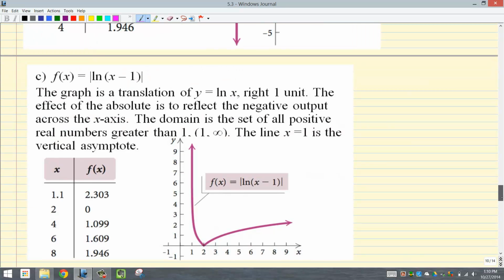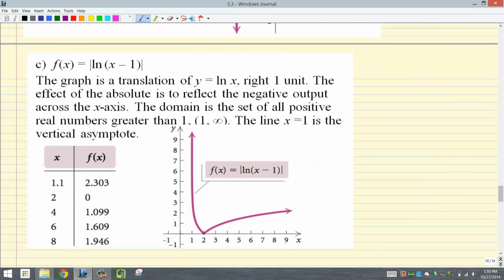Here's their solution. So the graph is a translation of y equals natural log of x, right, 1 unit, we got that. The effect of the absolute value is to reflect the negative output across the x-axis, we did that. The domain is all positive numbers greater than 1. So that means that when we shifted it 1 unit, we created a vertical asymptote, and that's the graph.